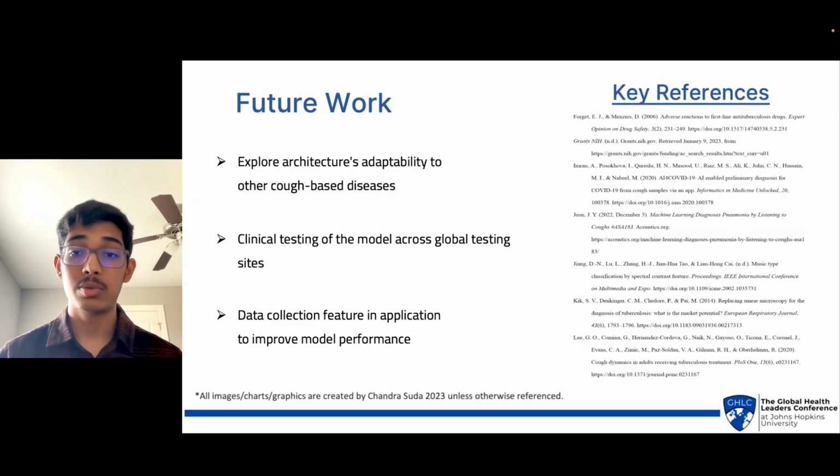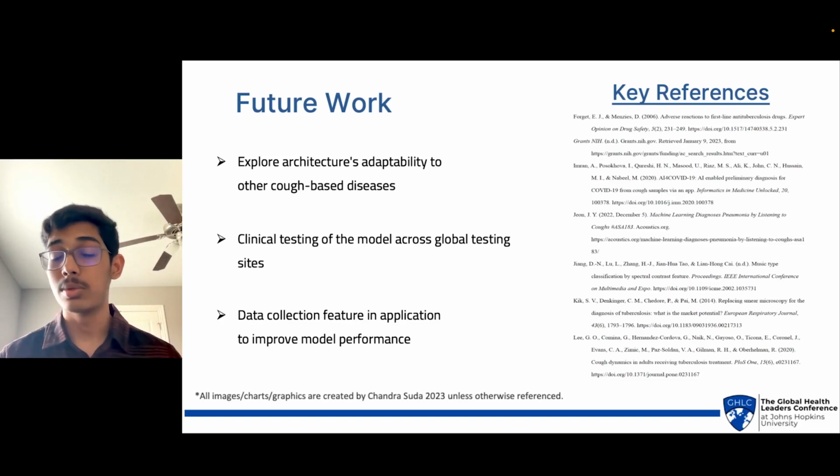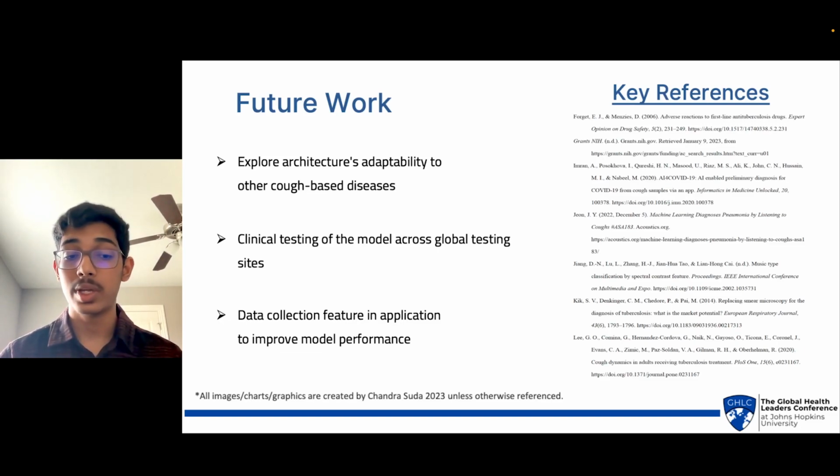I'm really excited by the results, and future work would be exploring the architecture's adaptability to other cough-based diseases like pertussis, and also the clinical testing of the model across global testing sites. Furthermore, I'm planning to implement a data collection feature in the application to improve model performance. I also have my key references to the right.